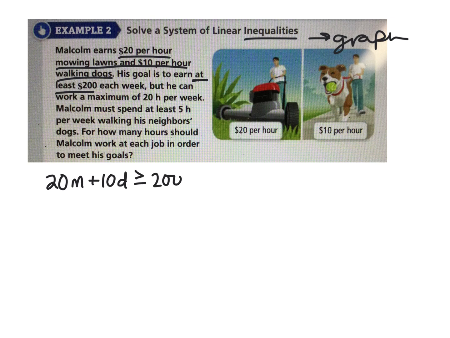He can work a maximum of 20 hours a week. So he can work a maximum of 20 hours per week, which means the amount mowing plus the amount walking dogs can be no more than, so less than or equal to, 20. It's also true that Malcolm must spend at least 5 hours per week walking the neighbor's dogs. So the amount he spends walking dogs needs to be at least 5 hours per week.